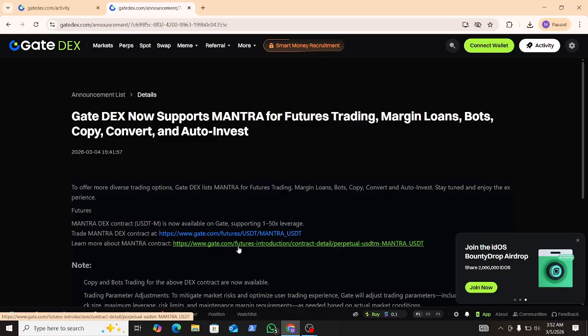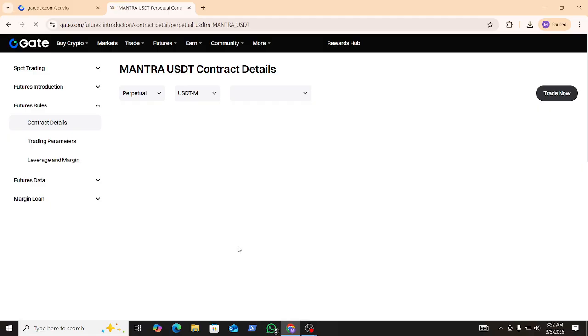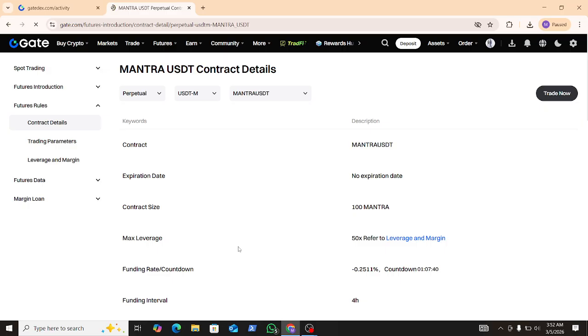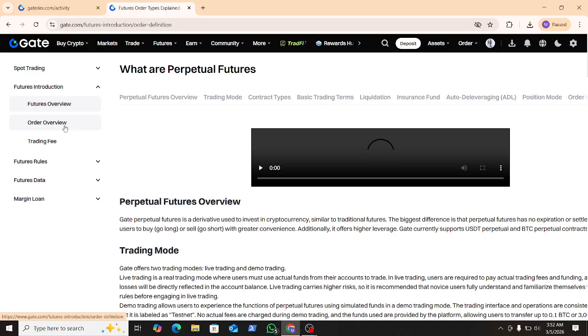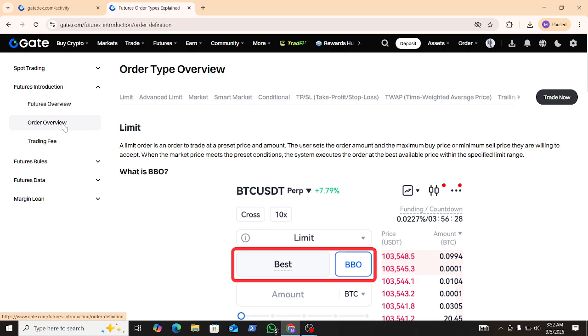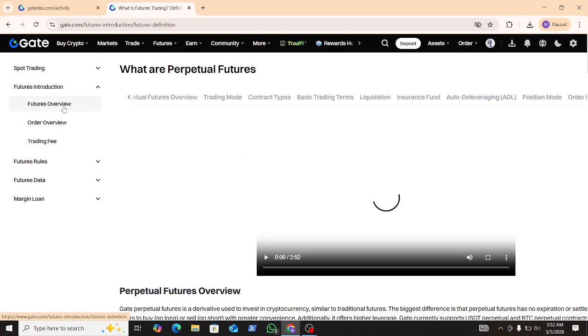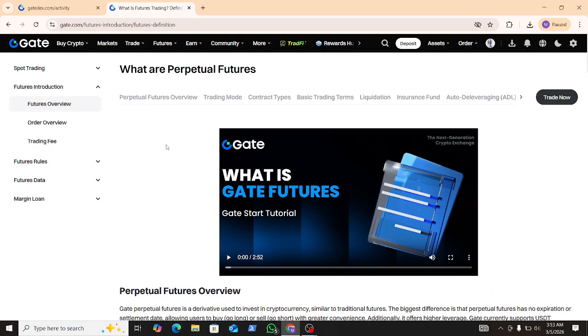Okay, we will learn more about the Mantra USDT contract details. Contract details, futures rules, futures introduction. Futures overview. What is the perpetual future?